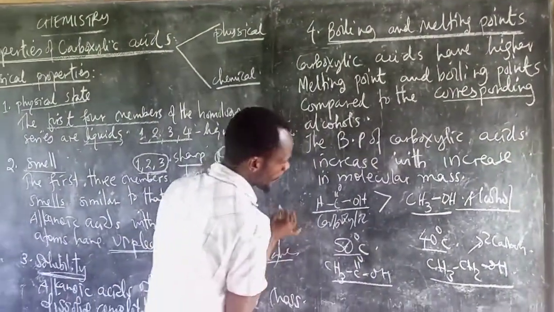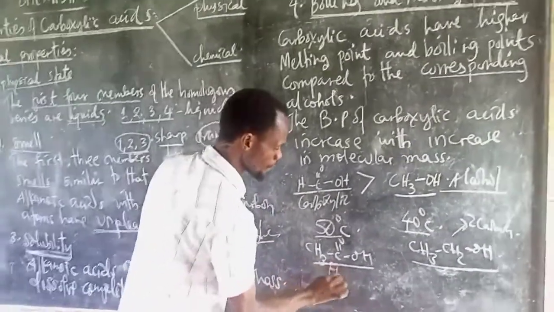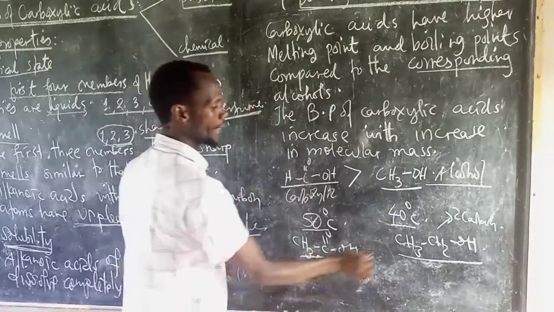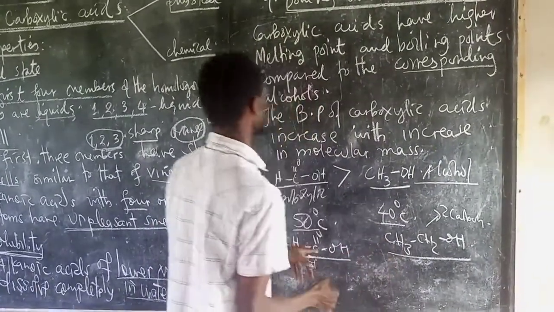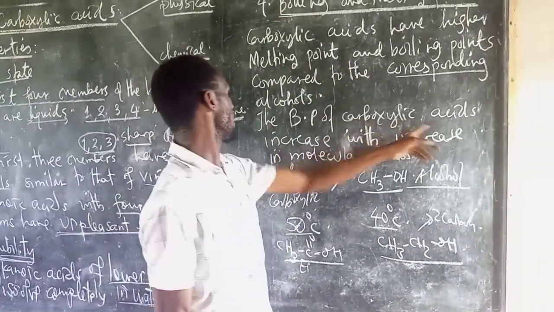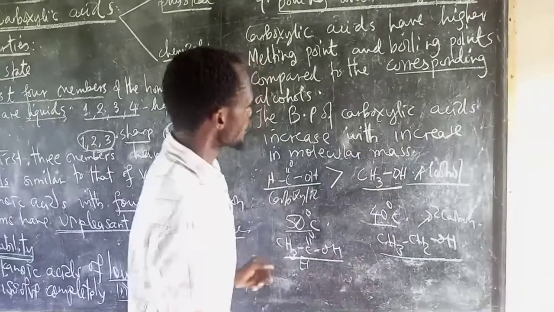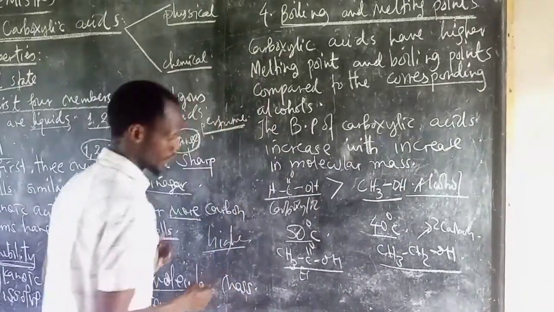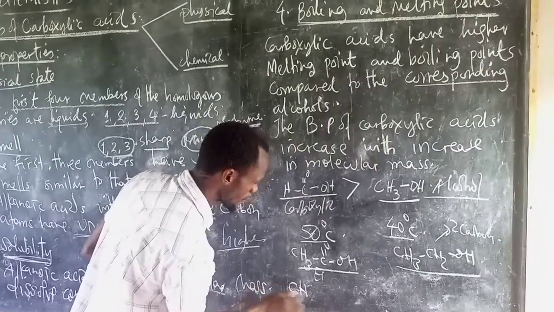So you can be given a question: compare the boiling points of ethanoic acid and ethanol, and why does it happen that way? The boiling point of carboxylic acid increases with the increase in molecular mass. So sometimes you may be given, this is ethanoic acid, this is propanoic acid, this is methanoic acid.